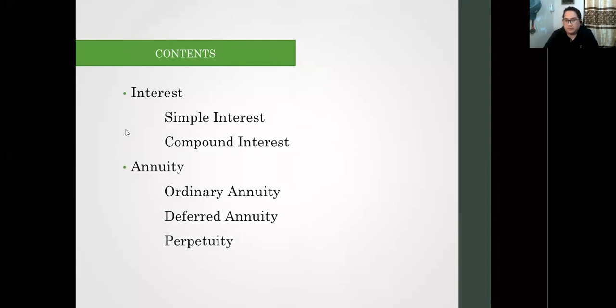And then I tried to give at least 3 examples for each topic, no? Sana matapos natin within dun sa hour allotted to us. So yung contents natin, first is we will be talking about interest, which composed of simple and compound interest. Then we have annuity, which discusses yung ordinary, deferred, tsaka yung perpetuity natin.